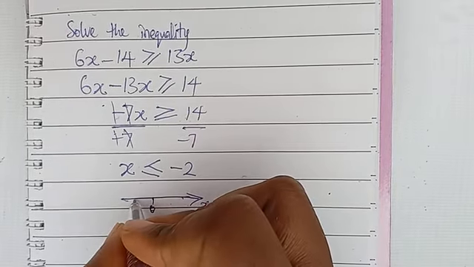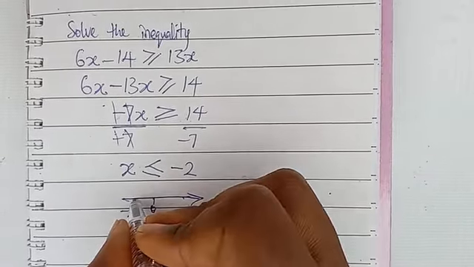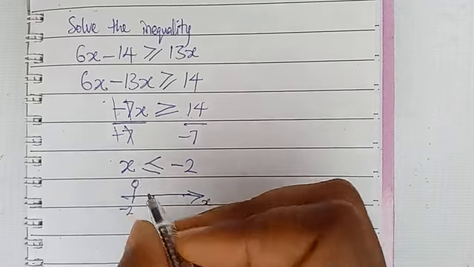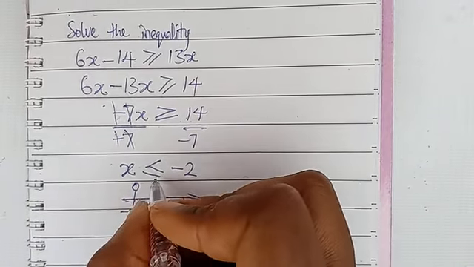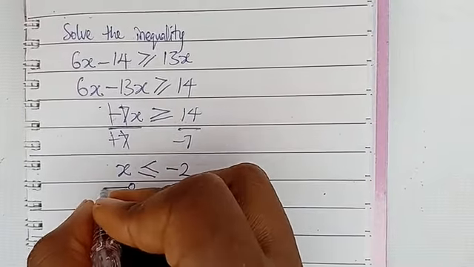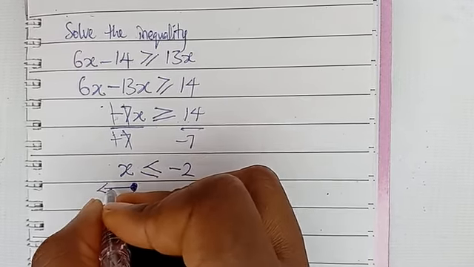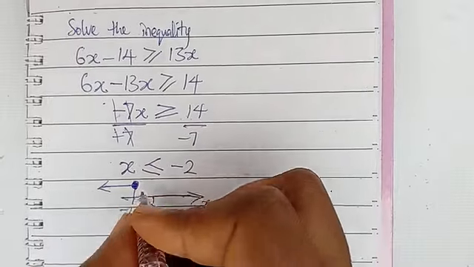So on this side of the number line, we have negative 2 represented. Then we are going to put our searchlight here, and the arrow is going to be facing the way that the inequality sign is facing. And then we shade our searchlight. That's my terminology. Remember, that's not its name.